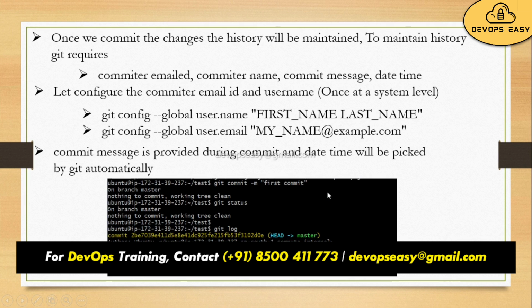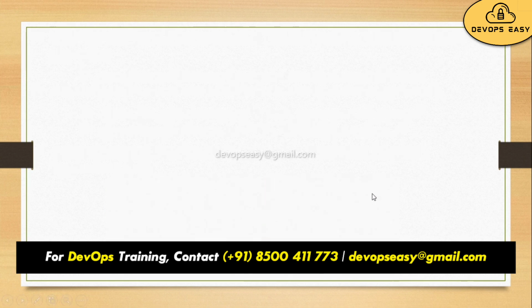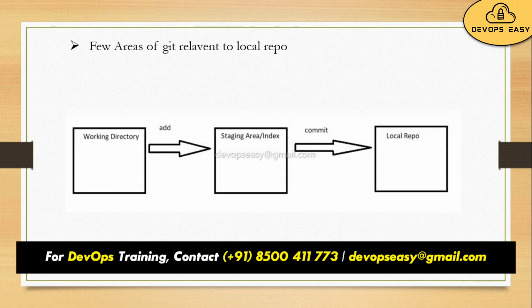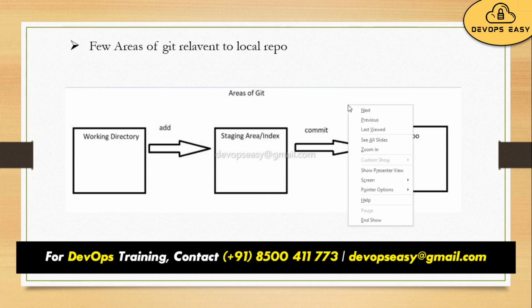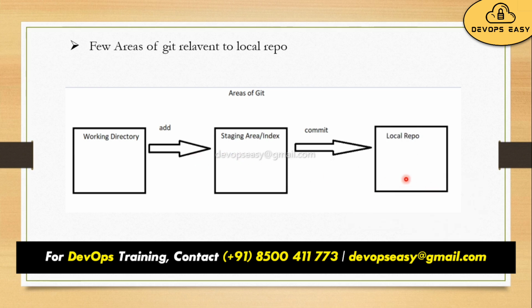Whatever you commit, for every commit you will have a message, on which time you have committed, on which date you have committed, who has committed this. For every commit, an ID will be generated, the commit ID. So these are the areas of Git you need to understand, right? Working tree, staging area, and local repo.